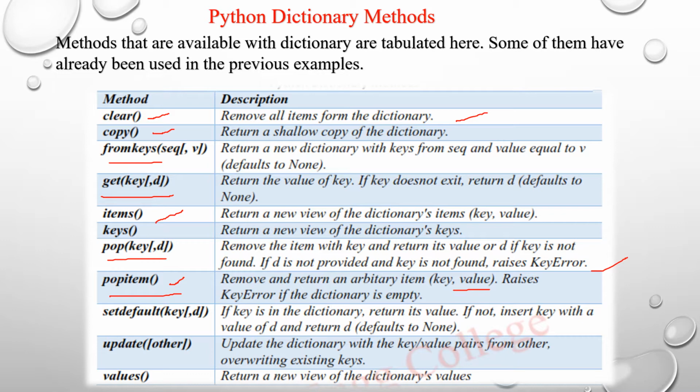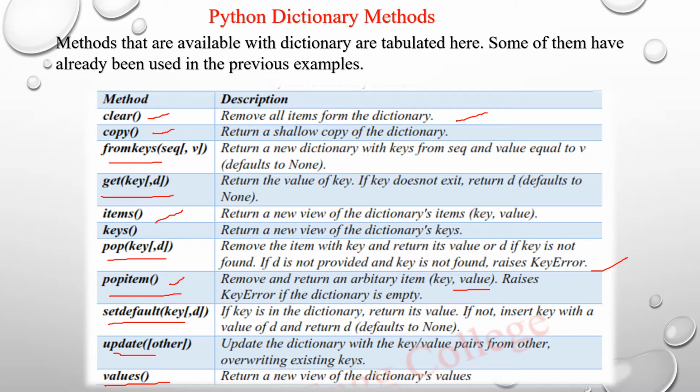Setdefault is one of the dictionary methods. If the key is in the dictionary, it returns its value. If not, it inserts a key with a value of d and returns d. Update is one of the dictionary methods. It updates the dictionary with the key value pairs from other, overwriting existing keys. And values is one of the dictionary methods. It returns a new view of the dictionary values.